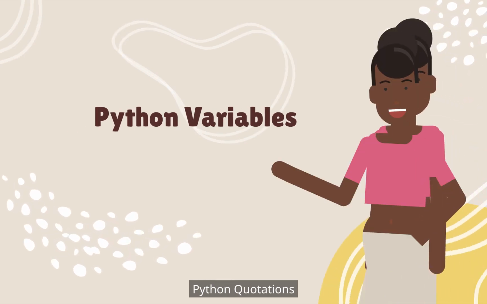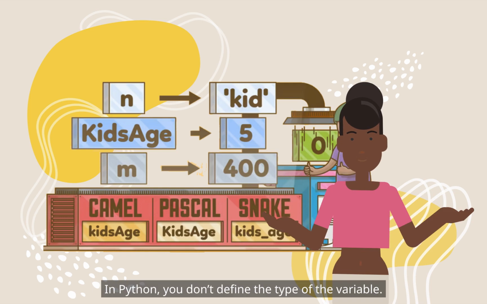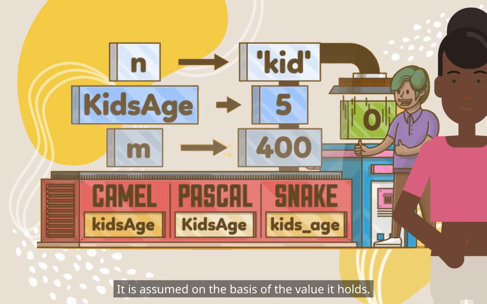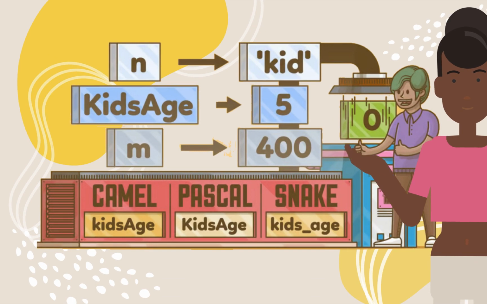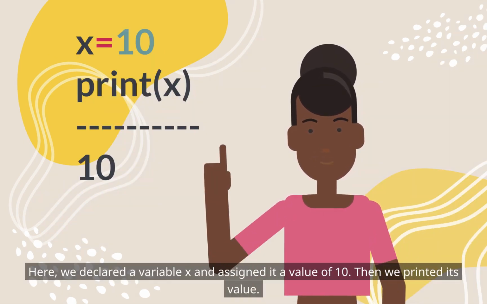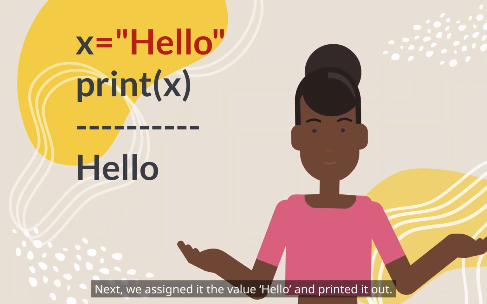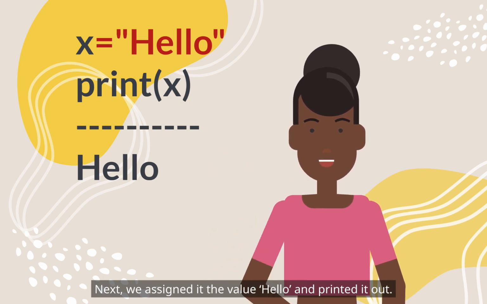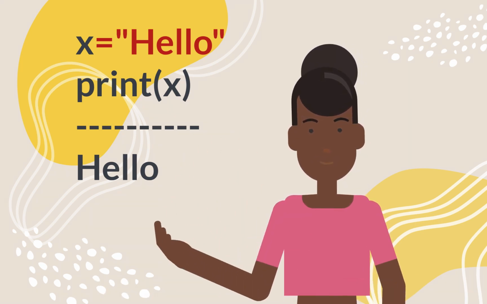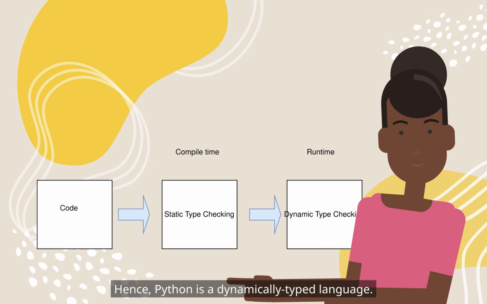Python variables. In Python, you don't define the type of the variable. It is assumed on the basis of the value it holds. Here, we declared a variable x and assigned it a value of 10. Then we printed its value. Next, we assigned it the value hello and printed it out. So, we see, a variable can hold any type of value at a later instant. Hence, Python is a dynamically typed language.